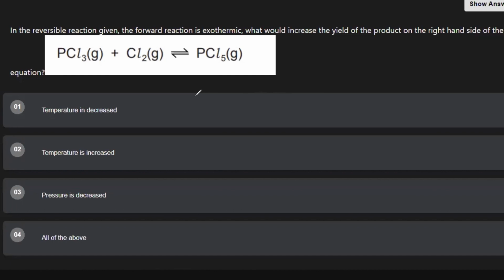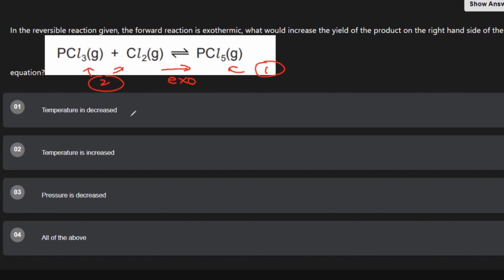Let's look at one more question. In the reversible reaction given, the forward reaction is exothermic. What would increase the yield of the product on the right-hand side of the equation? So we know the forward reaction is exothermic, which means the reverse reaction is endothermic. And what we can notice is that it's all gas, so pressure can affect the system as well. There are 2 molecules on the left-hand side, the reactant side, and there's only 1 molecule on the right-hand side. With all that information in mind, let's look at the answers.